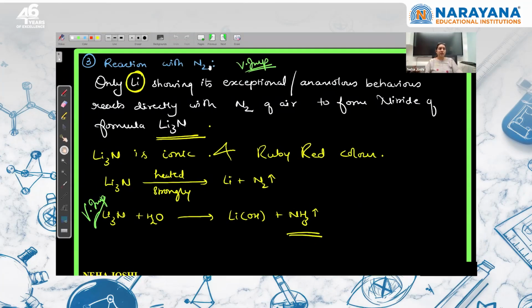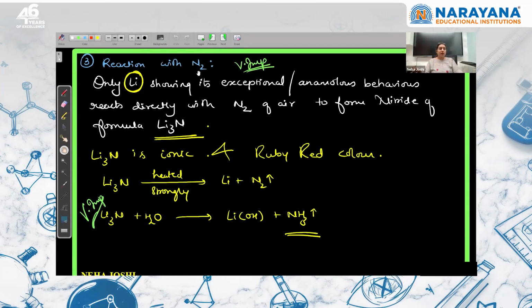Moving to the next point, reaction with nitrogen. No other alkali metal reacts with nitrogen. Only and only lithium reacts because of its diagonal relationship with magnesium. Lithium, sodium, potassium, rubidium, cesium, and francium, right? Magnesium, calcium, strontium, barium, and radium.